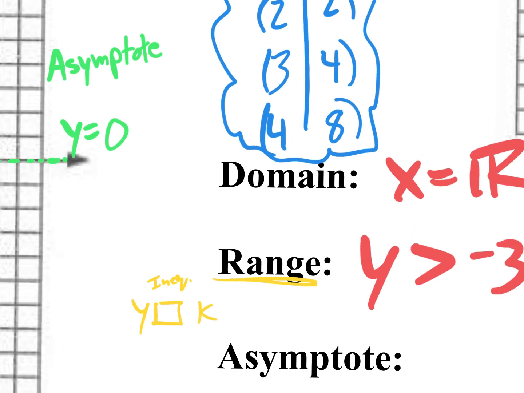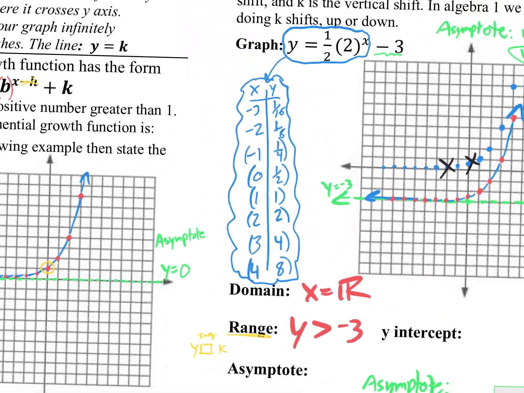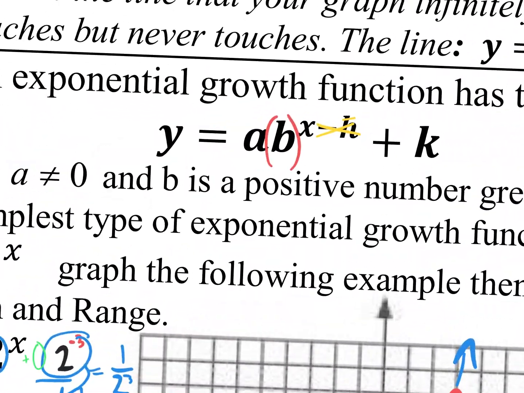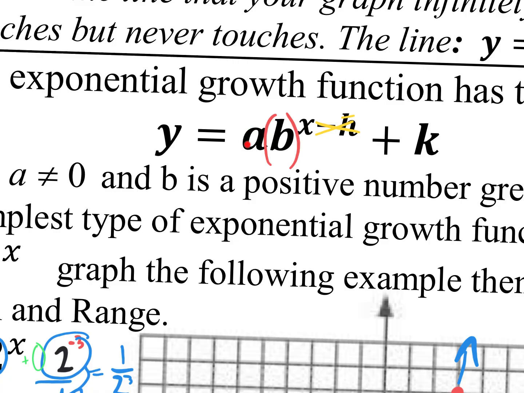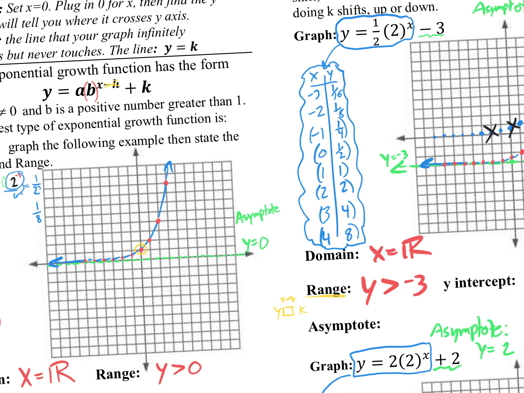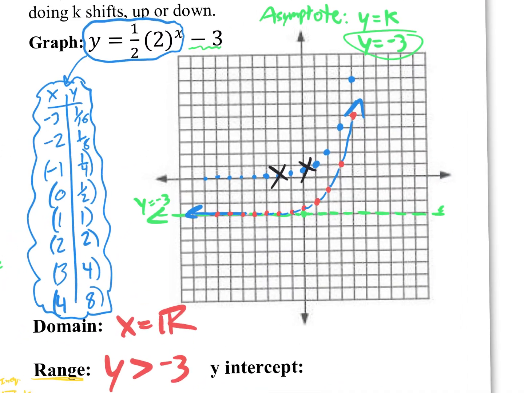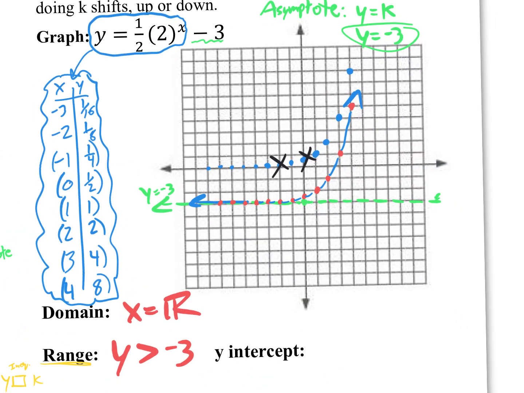Another way of doing this is knowing how your a value affects it. If you have a positive number that's out here in the front, then it's going to be above. The range is going to be above the k value. But if you have a negative value out here in the front, your range is going to be y is less than the k value. So the a value tells you if it's above or below. You could see that numerically, or if you already have the graph, you could just see it visually that the range is y is greater than -3, okay?